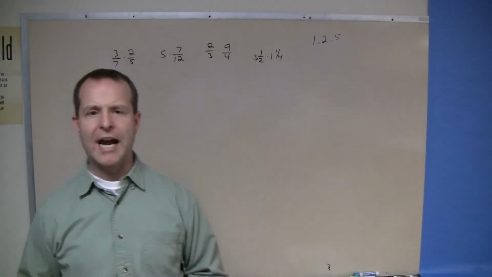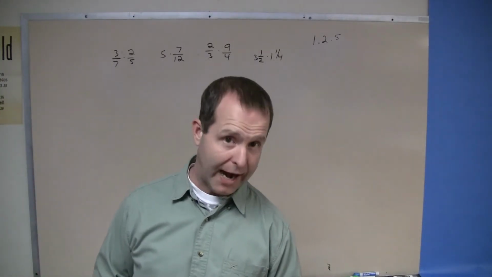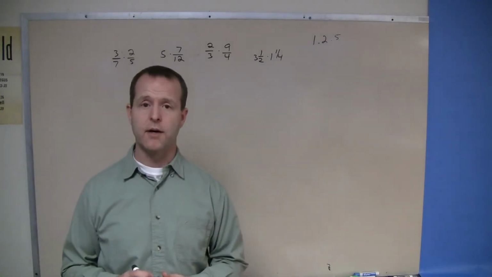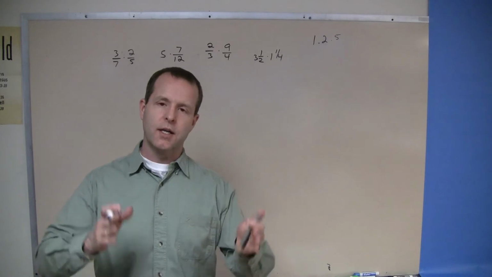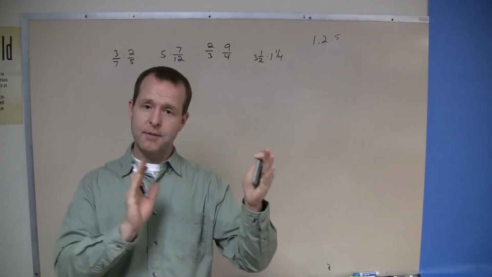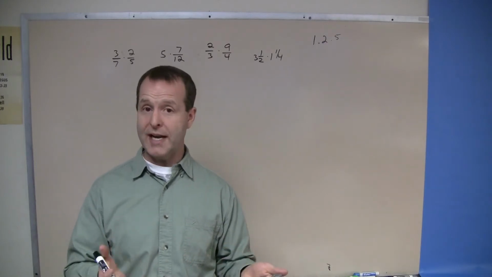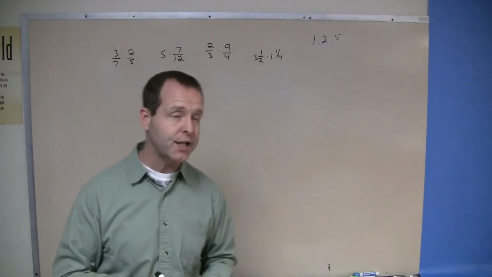The next concept with fractions that we want to look at is how to multiply fractions. Multiplying fractions can be fairly straightforward. When you multiply fractions, you multiply the numerator times the numerator, denominator times the denominator. So if you can multiply regular numbers, you can multiply fractions.